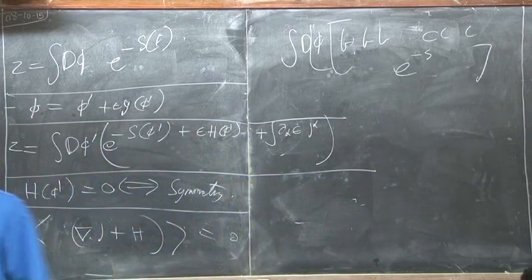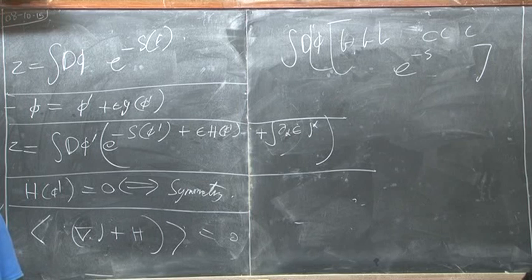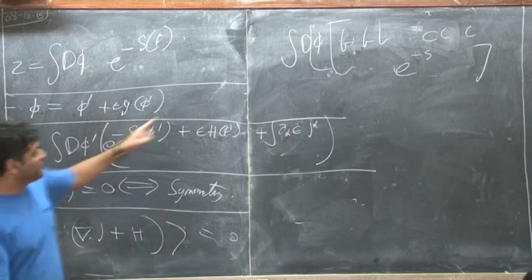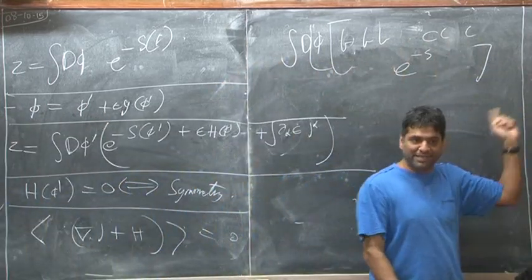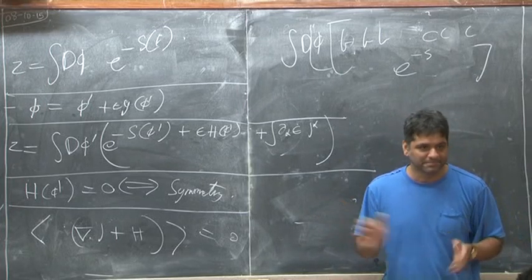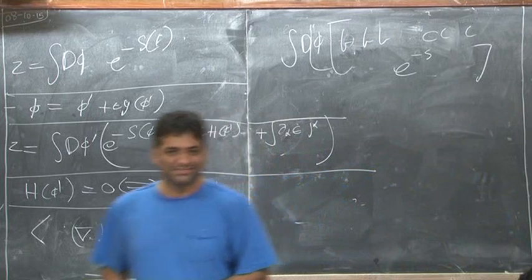And del dot j is measuring the extent to which it's not staying invariant. And that extent is related to the number of B minus the number of C. Is this clear? Okay, any other questions?